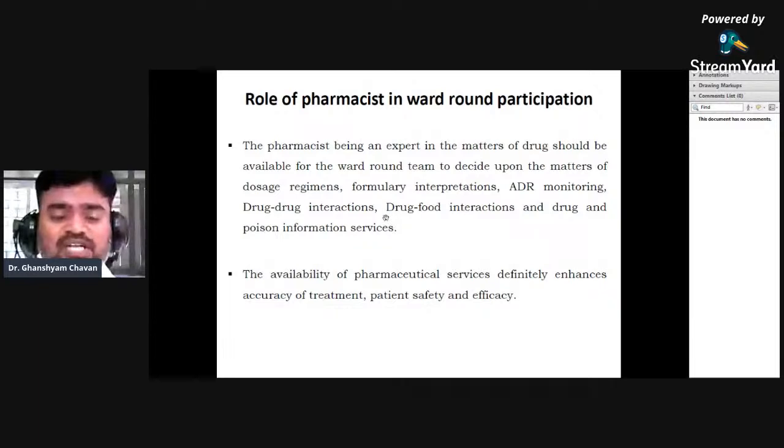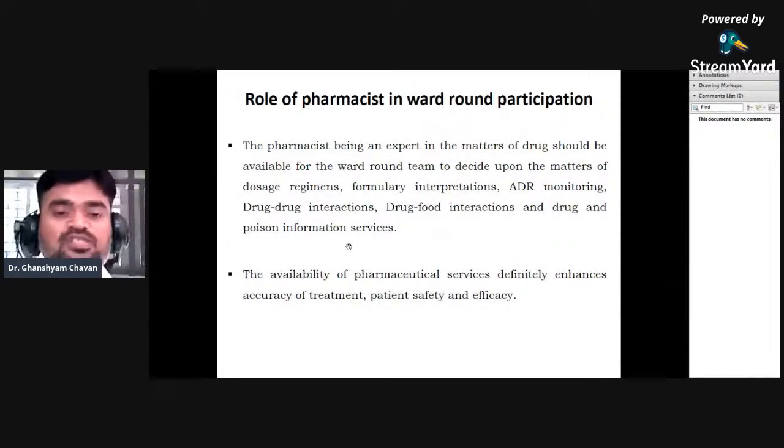And drug-food interactions, because only pharmacists know the effect of a drug on our fruit or on our food, which sort of food we should take with that drug, whether that drug will affect the effect of that food, or the food will alter the absorption or distribution or the metabolism of that particular drug. The pharmacists know all these things. So that's why the pharmacist must be included in the ward round.